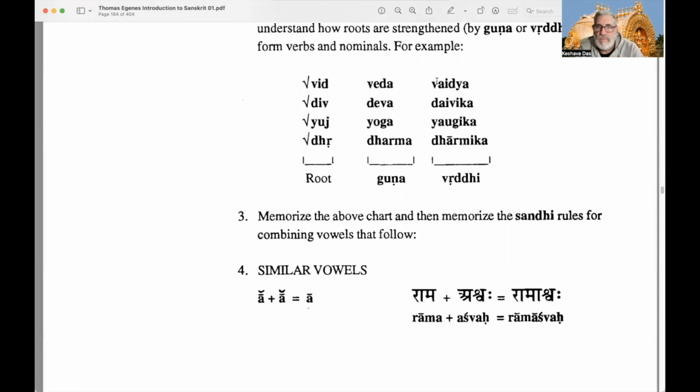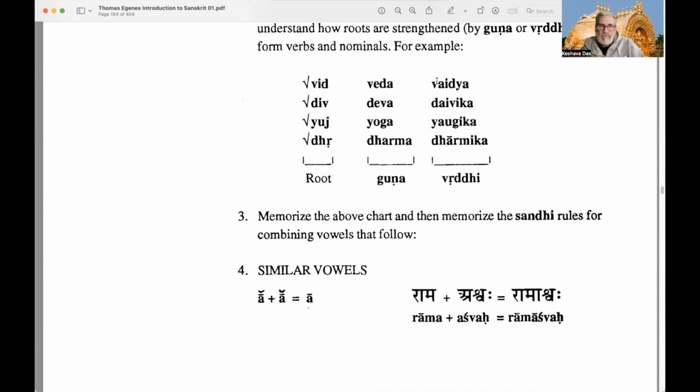Div, the i becomes e, deva, or daivika. These words are all related in their meaning, but the vowel in the root has changed, has become strengthened by a long a. The e becomes a, and then i. Yuj becomes yoga: the u becomes o, and then au, yoga, yogika. Dhri becomes dharma: the ri becomes ar, and then dharmika with a long a. Okay, so guna and vriddhi.